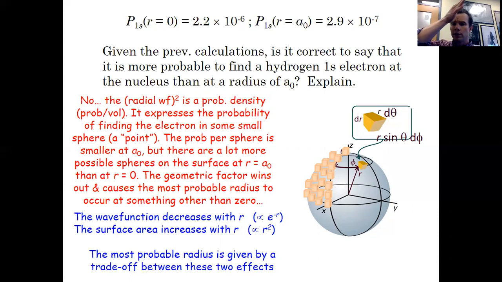So the wave function's decreasing exponentially with r. The surface area is increasing with r. It goes as r squared. And the winner is a trade-off between those two effects.